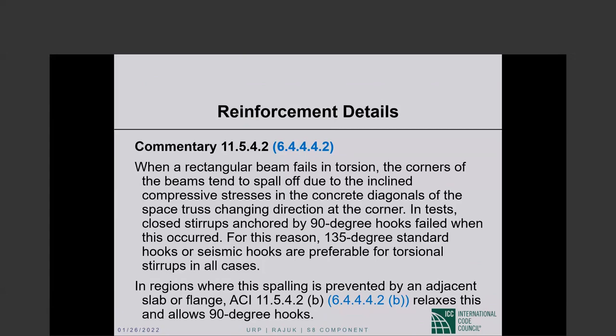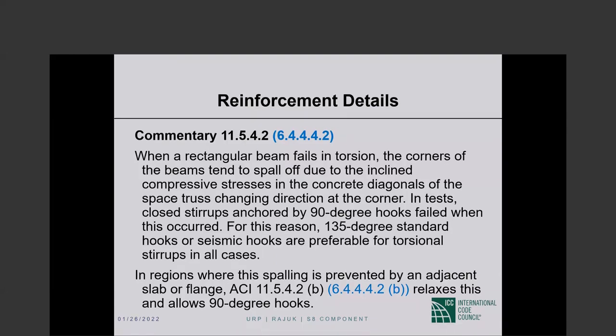135-degree standard hooks or seismic hooks are preferable for torsional stirrups in all cases. Okay, so there is a very good reason for this insistence on 135-degree hooks. In regions where this spalling is prevented by an adjacent slab or flange, ACI relaxes this and allows 90-degree hooks.